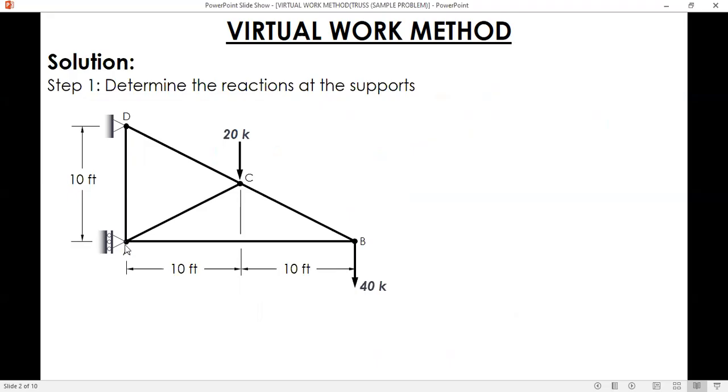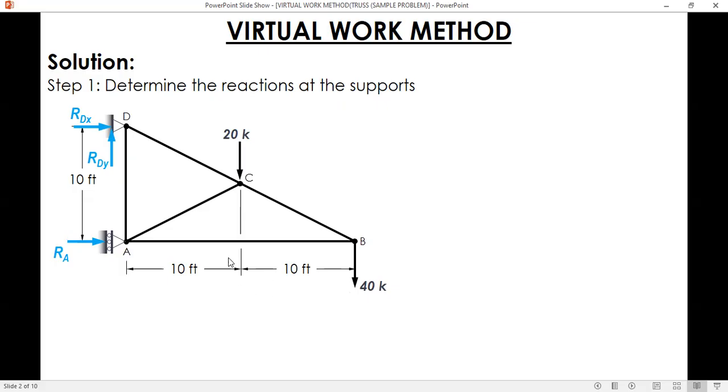Joint A, the support is a roller, so the reaction is perpendicular sa surface. So and compression siya. So the direction is towards the right. For joint D, the support is a hinge. So there are two components, horizontal and vertical. So when you solve for the reactions, you can start with summation of moment about D so that you can solve for RA. That's the usual practice.